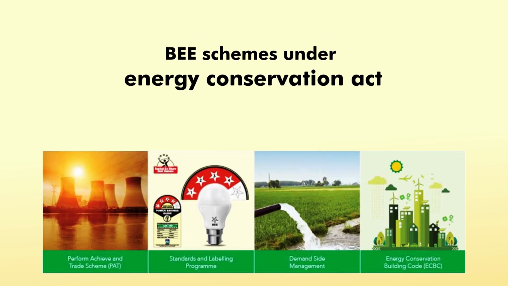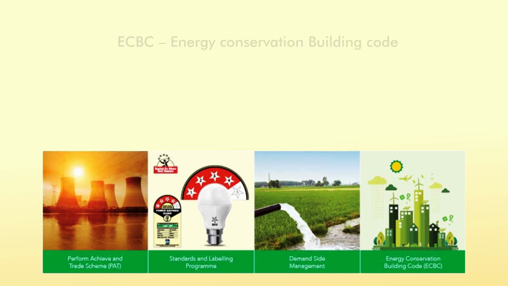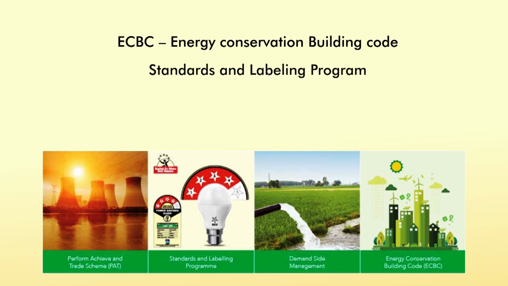Next week we will discuss BEE schemes under the Energy Conservation Act. This is a very important act, called the Energy Conservation Act 2003. In this act we have different building codes such as ECBC, that is, Energy Conservation Building Codes. We have standards for star rating, like you see that there are different equipments which are given 3 star or 4 star or 5 star. So, how to decide the star rating, we will discuss that.